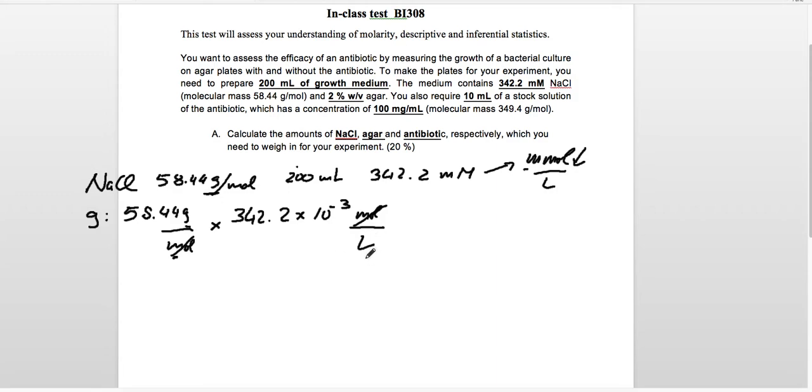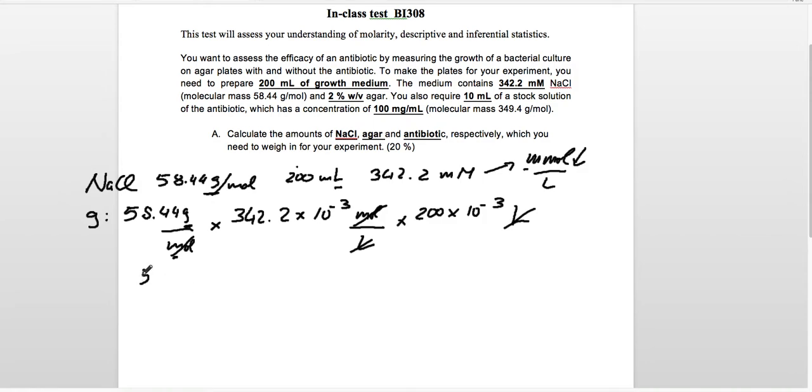And we now need to get rid of the liter. Do we have liters? Yes, we've got liters here. So times 200 times 10 to the minus 3. That's again the milliliter. So the liter cancel out. And the unit that we've got left is here, these grams.